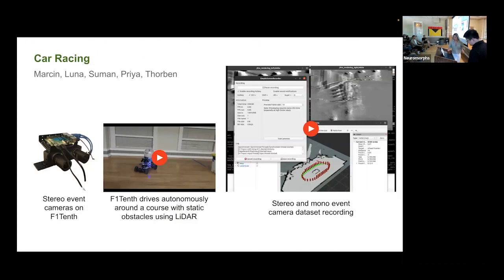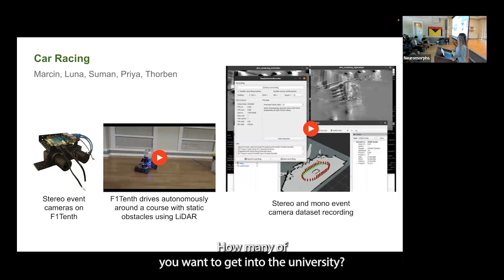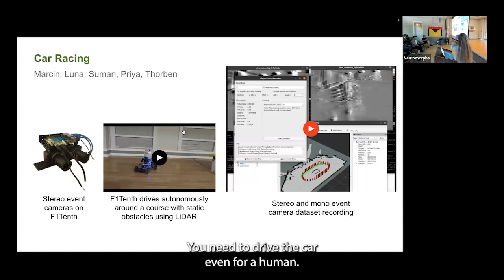Yeah. Okay, good morning, everyone. So I decided to present, even if we don't have many quantitative results, the philosophy of our topic area. So I would like to start from a survey. So how many of you tried yesterday's demo? Raise the hand, okay. How many of you won against the Invincible? Okay, so that means that it was not so easy to drive the car, even for a human.